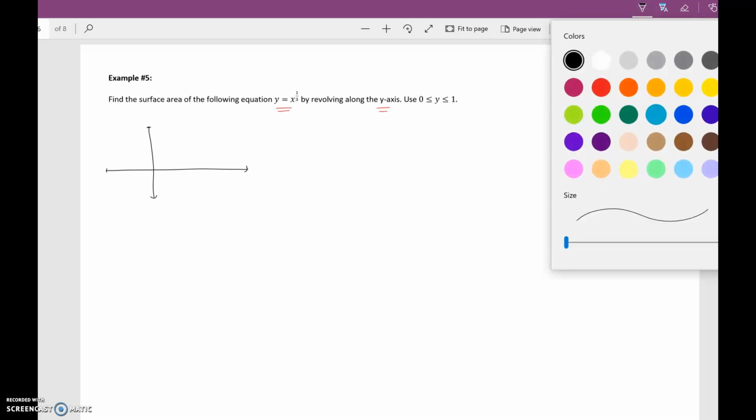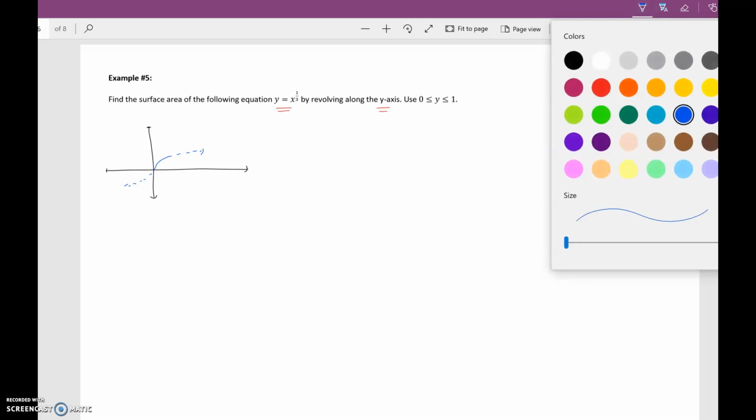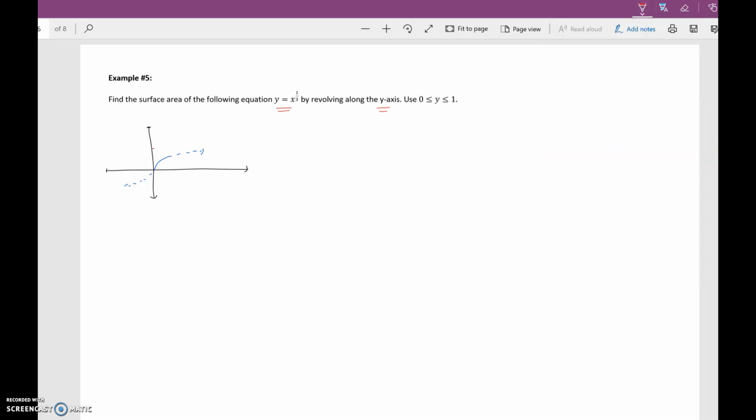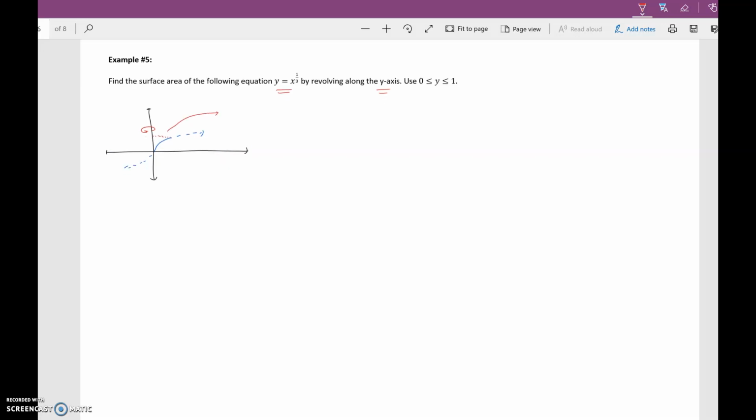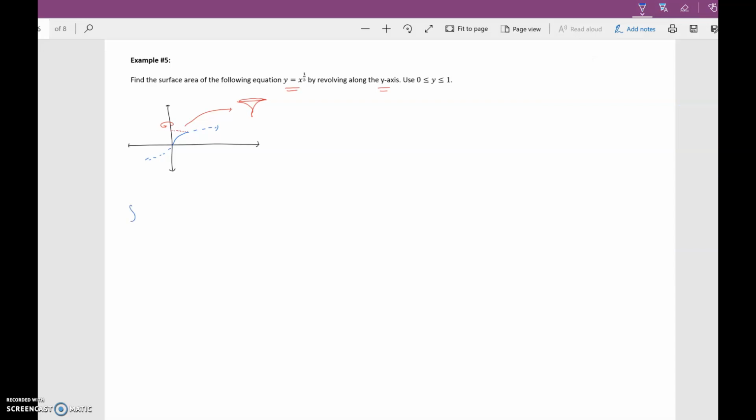let me provide a basic sketch, and technically this one's just going to be from 0 to 1. So let me just put an actual dotted line, but this is the portion that we're actually interested in. So it's just this portion here, which is going to give us this sort of a cone for the surface area.